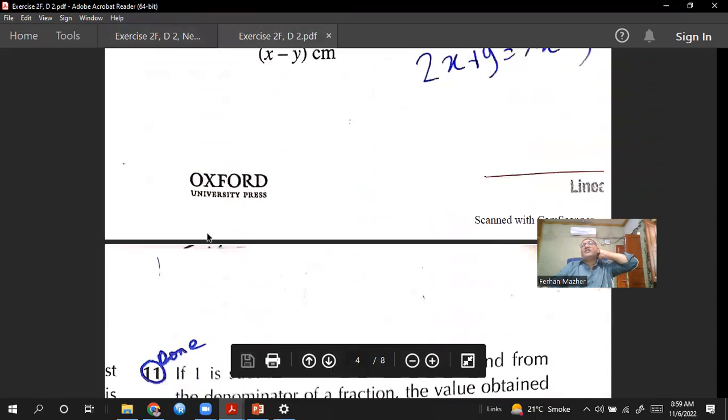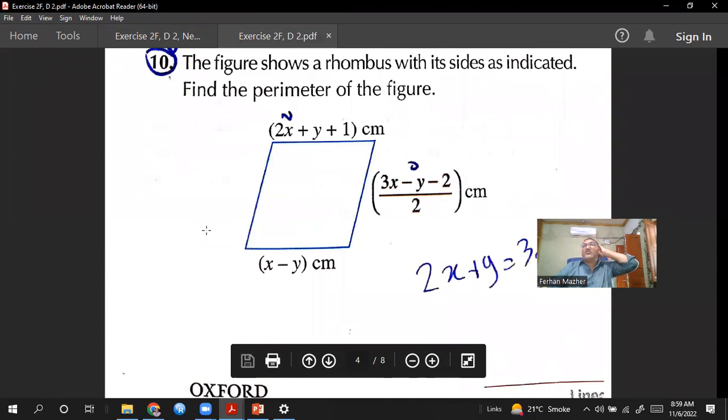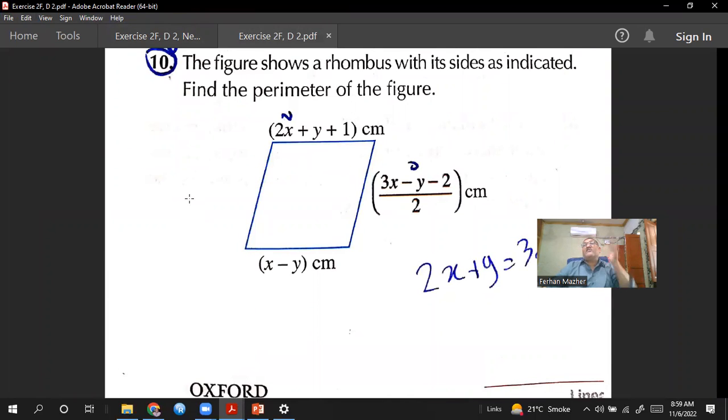So the next question coming up on your screen is question number 10, sorry. The figure shows a rhombus with its sides as indicated. Find the perimeter of the figure. Okay, so this is a rhombus. All the sides are equal to each other. In the rhombus, we have four sides, and all four sides are equal to each other. So this is a rhombus, so it means that this is equal to this is equal to this.